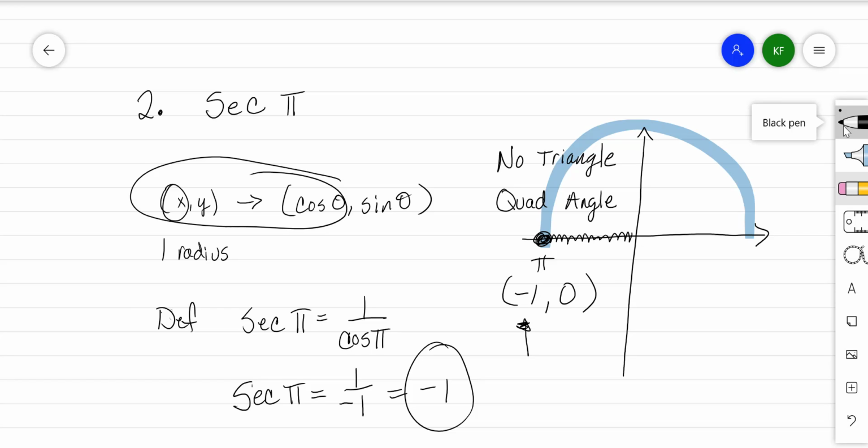The main thing is you tell me there's no triangle, we've got a quadrant angle, and you're using the point and the definition. Okay, you got to make sure you understand that definition. Okay, let's move on to the next one.